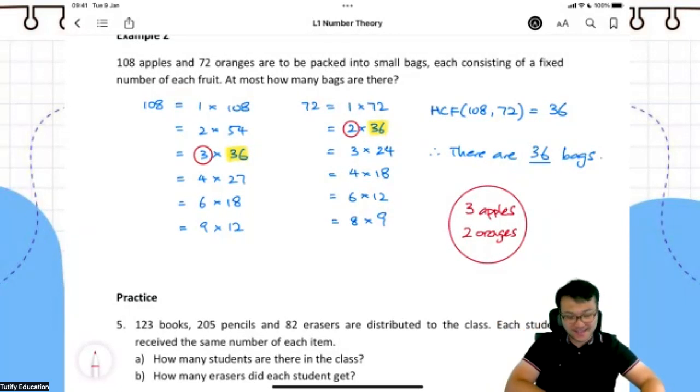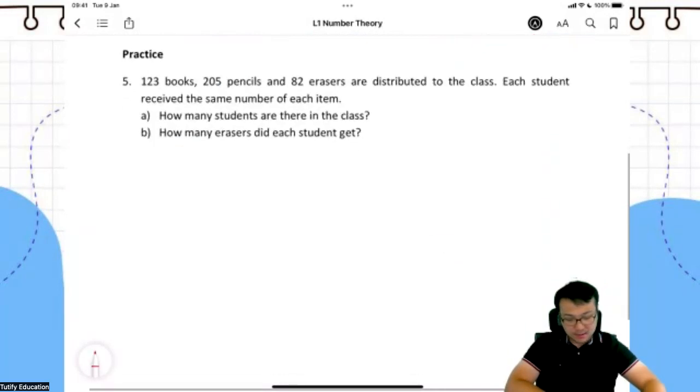All right, so let's try the practice. Now, for this question, I will give you 2 minutes. Can you all try it out and type your answer in the chat?